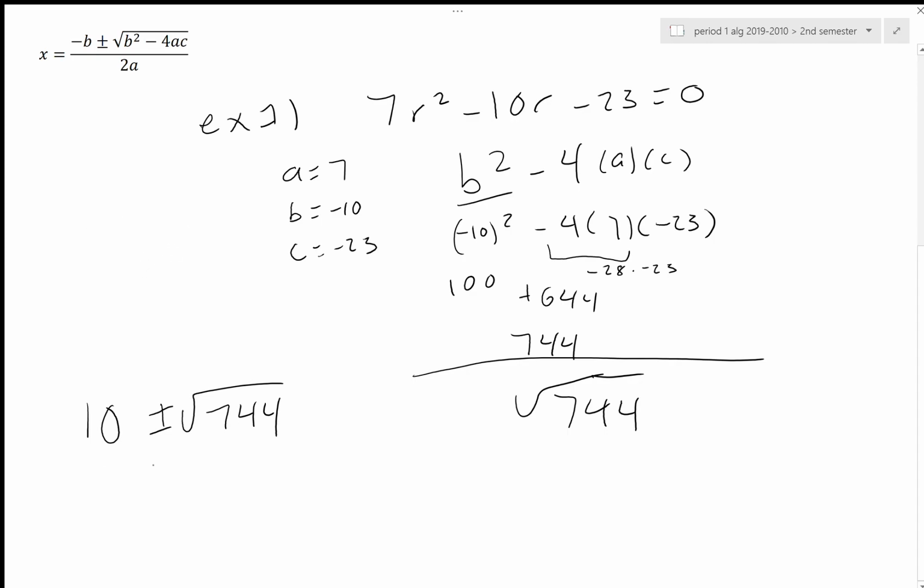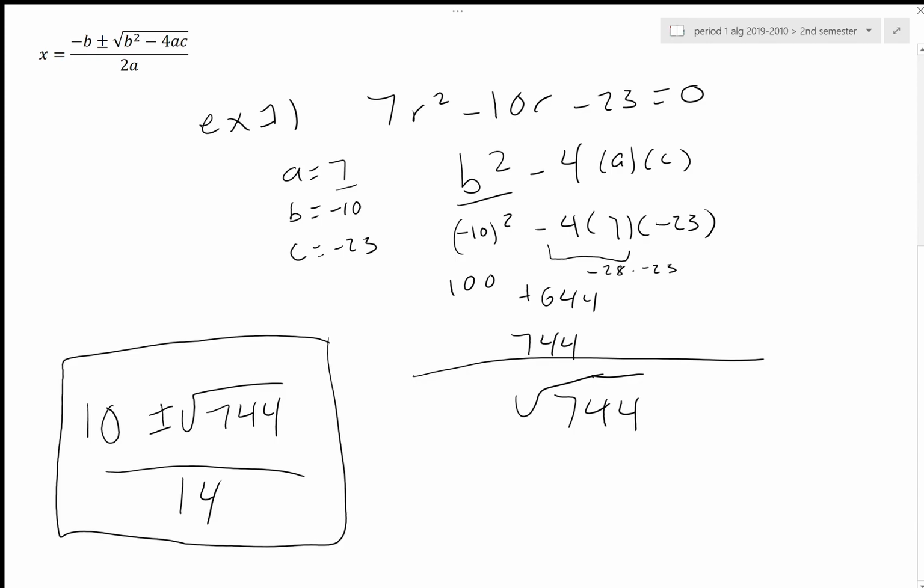Now on the bottom, it says 2 times a. Well, a is 7. What's 2 times 7? 14. Done. That's it.